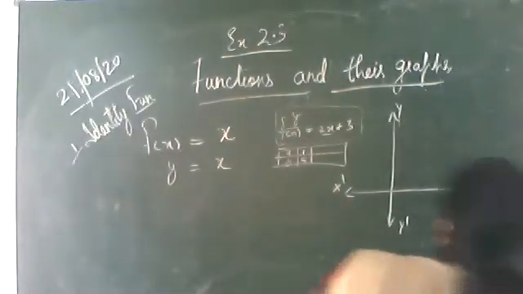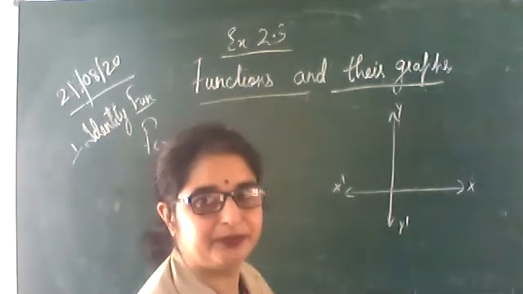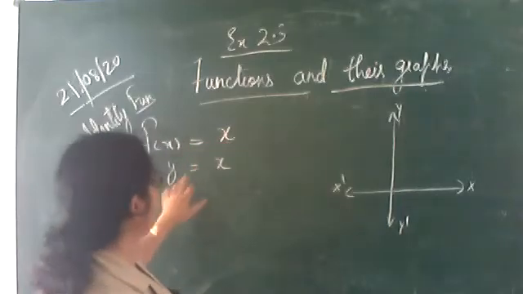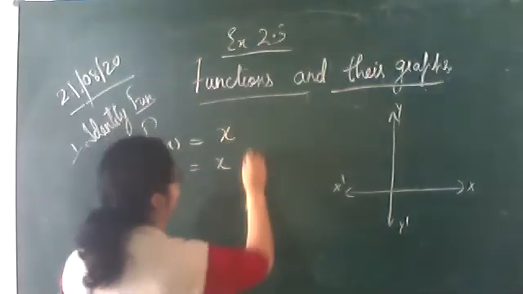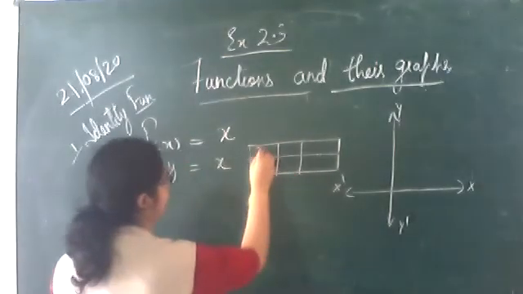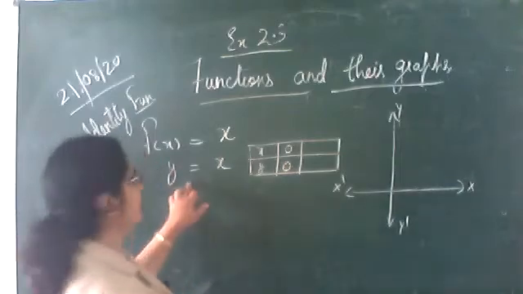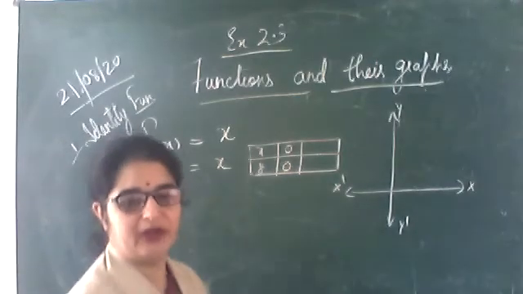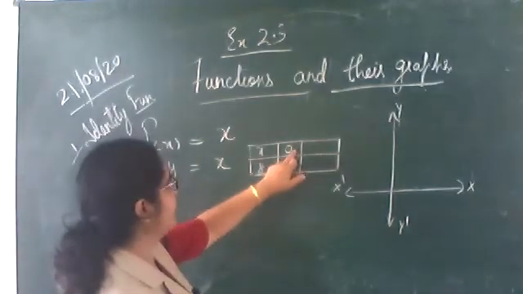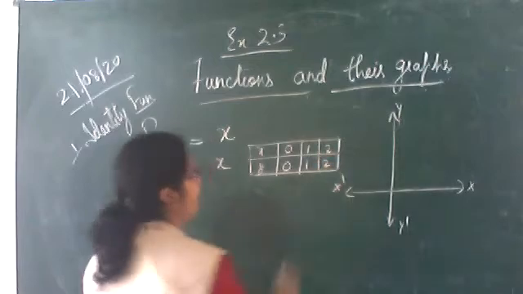Same way, the identity function will be very simple. f(x) is equal to x. That means y is equal to x. If you want to plot the graph, I'm telling you again, make the table of values of x and y. If I put x is equal to 0, I will get y is equal to 0, because the function is y is equal to x. If I put x as 1, y is 1, x as 2, y is 2, and so on and so forth.